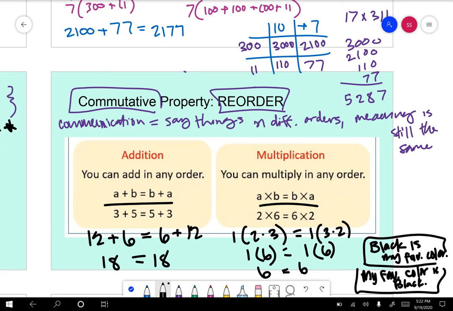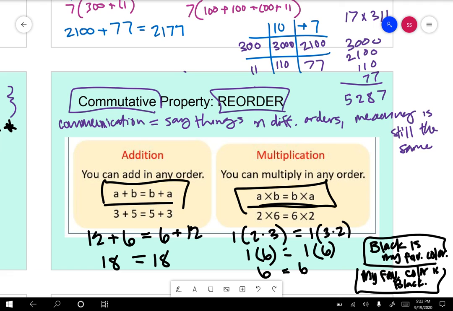Okay, so this can be with parentheses, without parentheses. Basically, if everything's being added, you can do it in any order and it's the same. Or if everything's being multiplied, you can do it in any order and get the same answer. So commutative property, you're communicating. We can say things in different orders and it's the same. So commutative property is reorder.